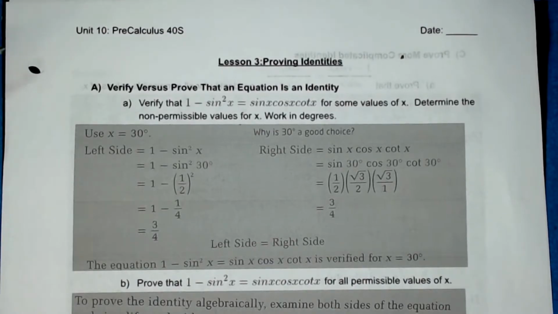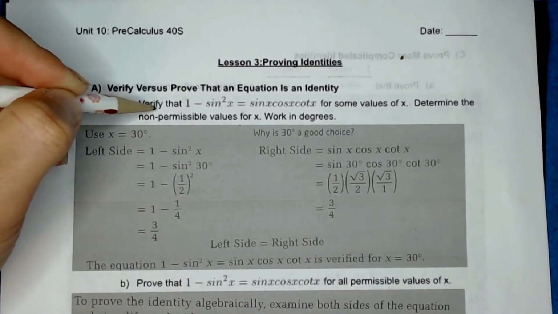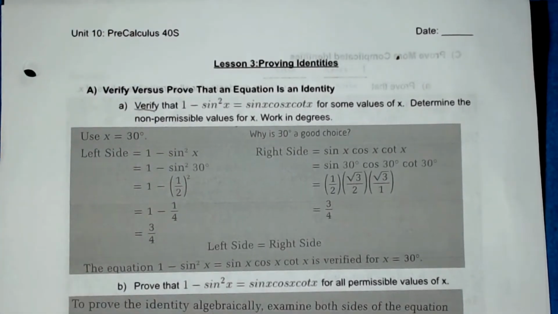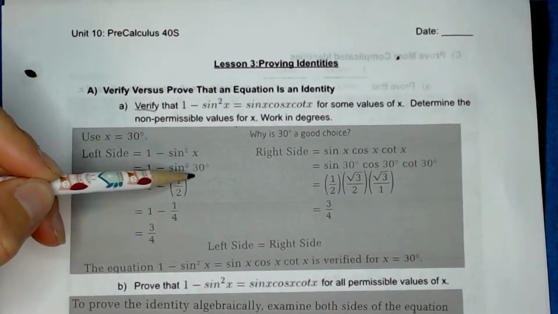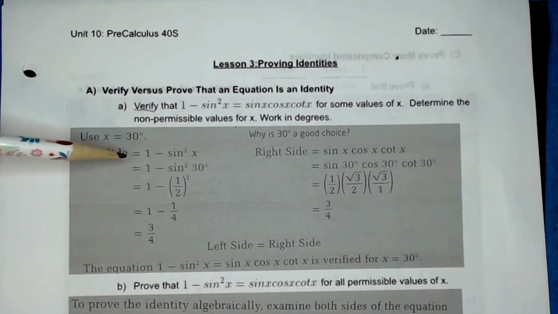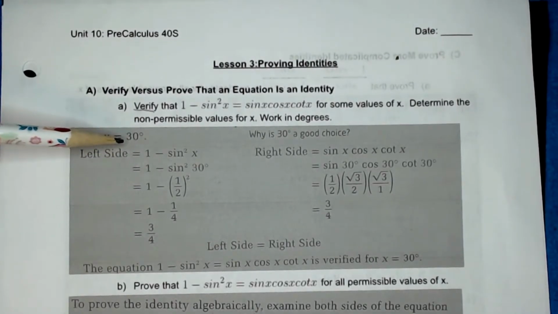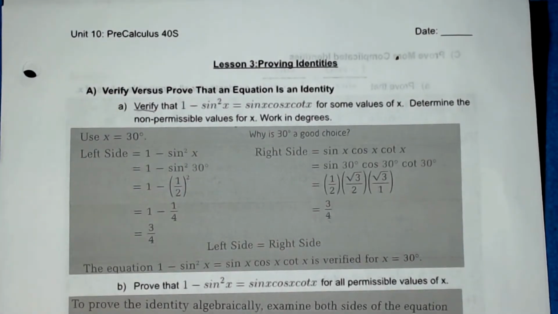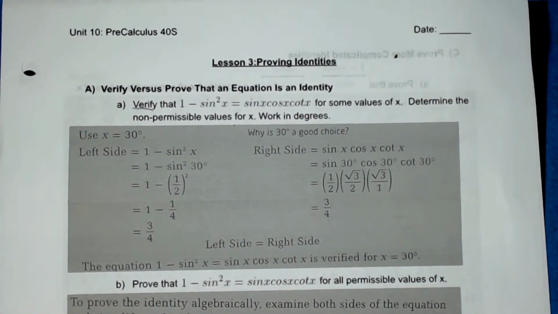Notice in this question, the wording is very important. They say verify. So here you're going to plug the value in. Wherever there's an x, we're just going to put 30 degrees, and then you sort it out and find the value. When we use 30 degrees for this question, at the end we come out to an answer of 3/4 equals 3/4 on the left hand and right hand side.